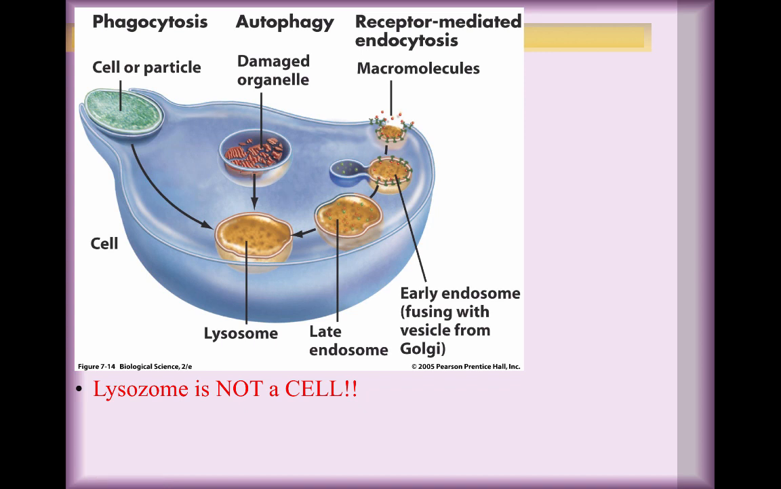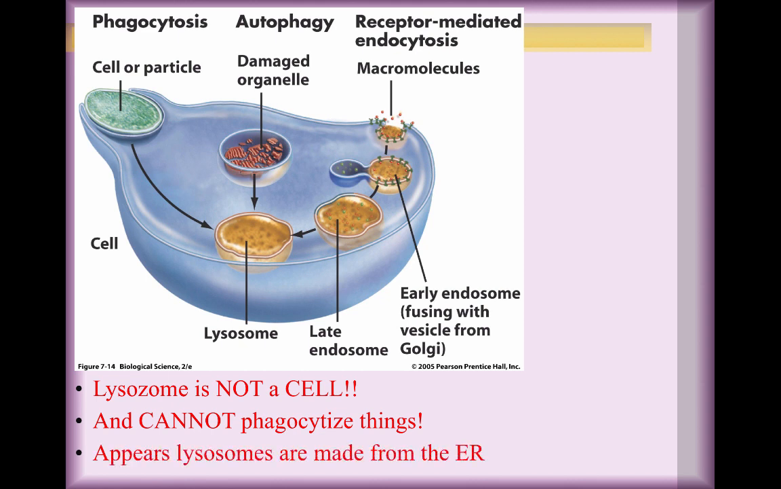I do want to point out to you, sometimes people make the mistake of thinking that the lysosome is a cell. It's not. The lysosome is one of the organelles, and organelles and inclusions are parts of cells. They are not cells themselves. And it's not the lysosome which does phagocytosis. It's the cell itself. A lysosome then helps to digest what has been brought into the cell, but it's not the lysosome which is doing phagocytosis.